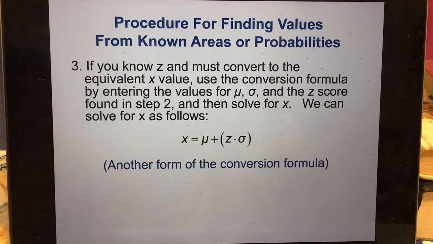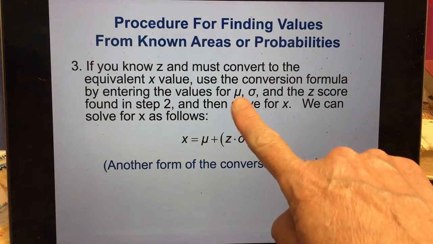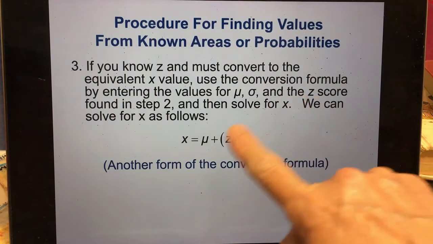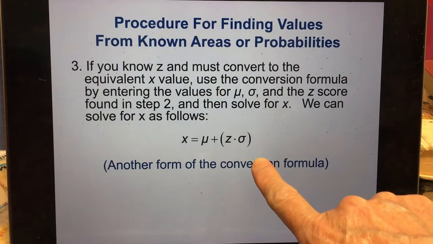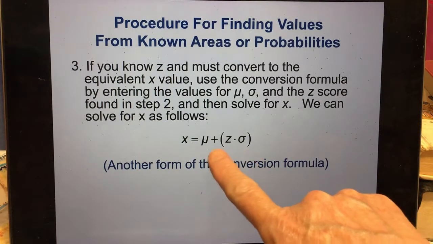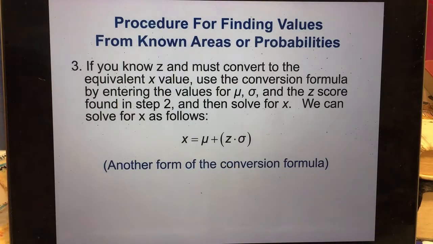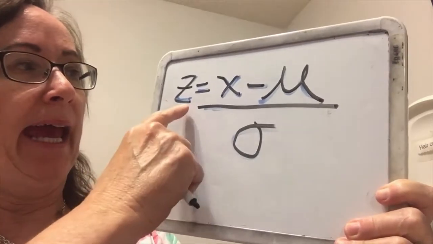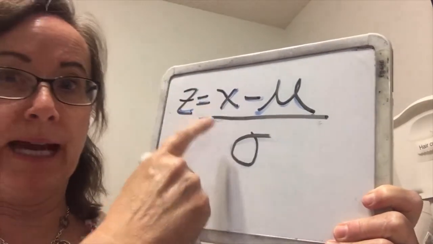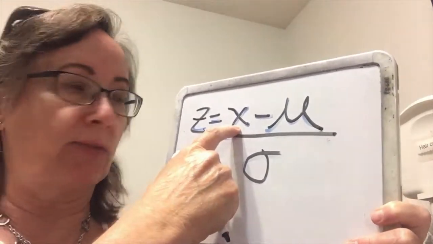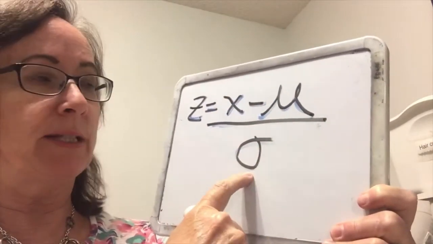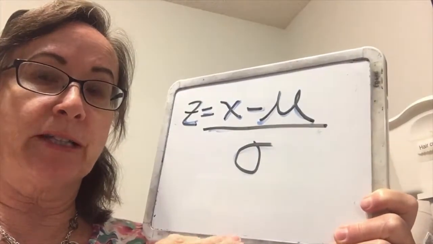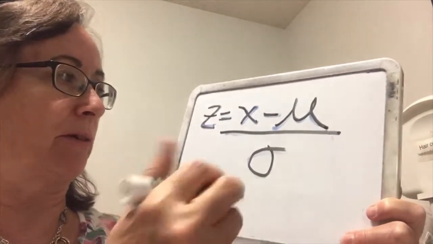If you know the z-score and must convert to the equivalent x value, use the conversion formula by entering the values for mean, standard deviation, and the z-score found in step 2, and then solve for x. Now this is nothing but your z-score formula turned around. So this is our z-score formula, and z is equal to the x value, which is your random variable x value, minus the mean over the standard deviation. And we're going to turn this around algebraically into what you see on the screen over there.